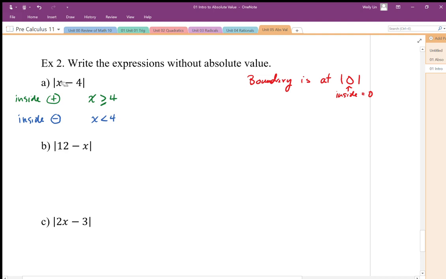When the inside is positive is when x is greater than 4. It's going to behave differently. So how is it going to behave? Well, it'll just be equal to x minus 4. So it's not going to change. If x is equal to 5, this absolute value will just behave like x minus 4. 5 minus 4 is 1. 5 minus 4 absolute value is 1.